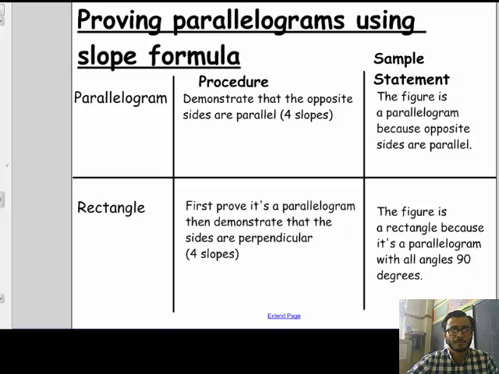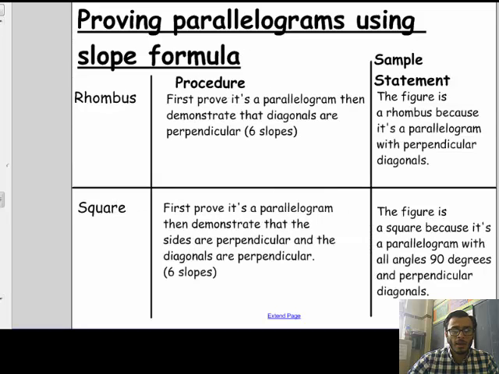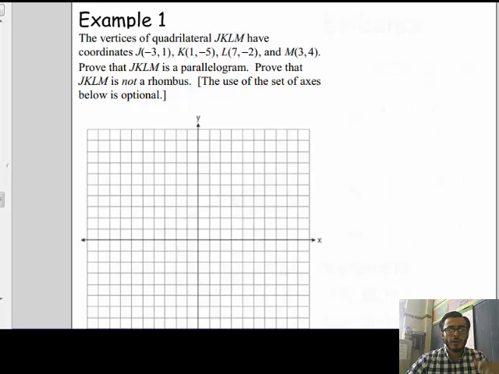But there are other ways to prove parallelograms in the coordinate plane, but I'm going to exclusively use the slope formula. So if you want to prove a parallelogram in the coordinate plane, I'm giving you a procedure here and a sample statement, and I do the same for a rectangle and a rhombus and a square. Okay, so here is our first example and our only example.